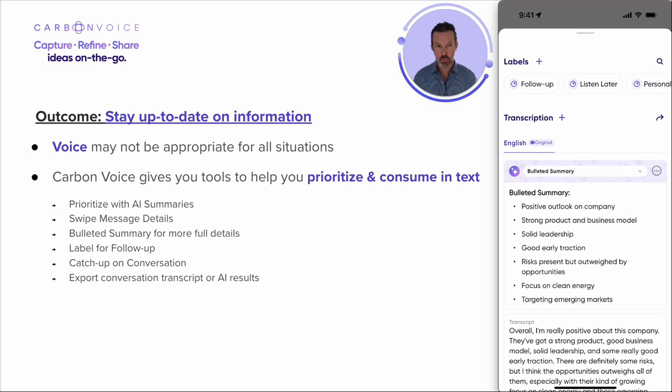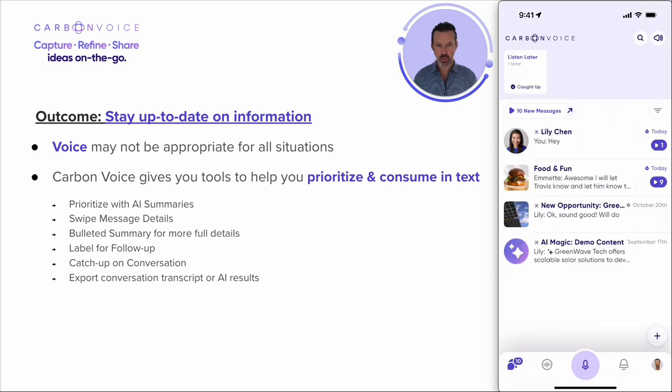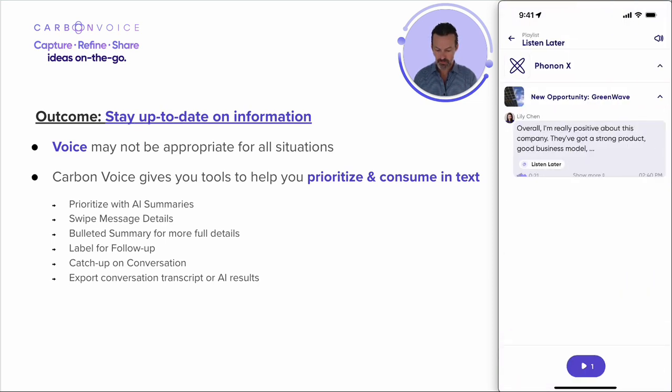Maybe this is something you want to follow up on later, and I want to listen to it later. I can just tap the listen later label there, and I can close this, go back out, and you see a new listen later right here at the top. And this has the messages that I want to listen to later and come back in and consume there.